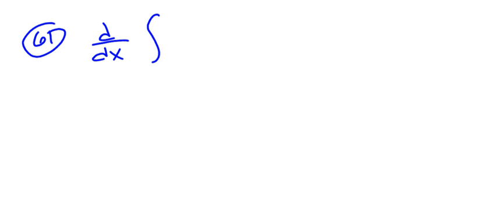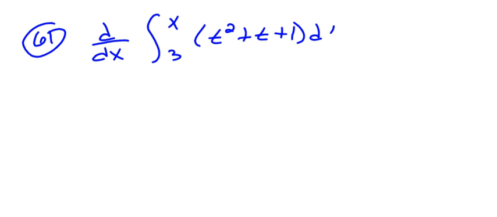All right, let's try number 61. We're given d/dx of the integral from 3 to x of the function t squared plus t plus 1 dt. This is finding the derivative of the antiderivative, because it's undoing the function, and we're evaluating at the upper bound, so my answer should be x squared plus x plus 1.